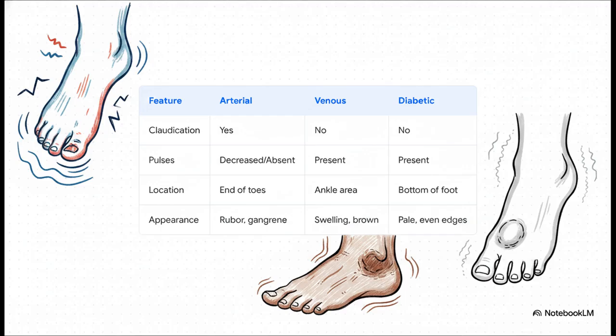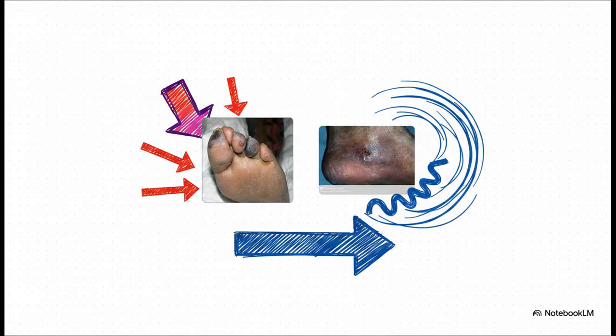Venous ulcers are a whole different story. No claudication here. They feature moderate discomfort with swelling, specifically right around the ankle, and pulses are usually totally fine. Then you have diabetic ulcers, which present with peripheral neuropathy, typically right on the bottom of the foot with pale, even edges. Just look at the stark visual contrast here.